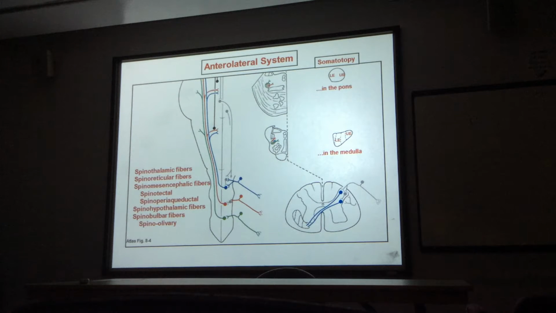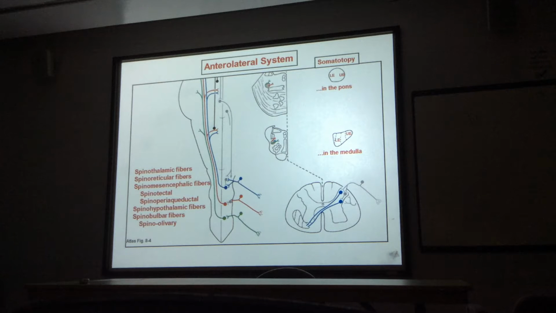Okay, now this is a summary of some of the tracts in the anterolateral system. We're not going to name them all. We're not going to ask you all of them on a test. So take a deep breath. Have a chance to read. Some of them aren't important.